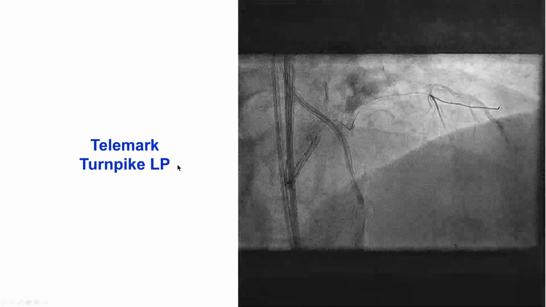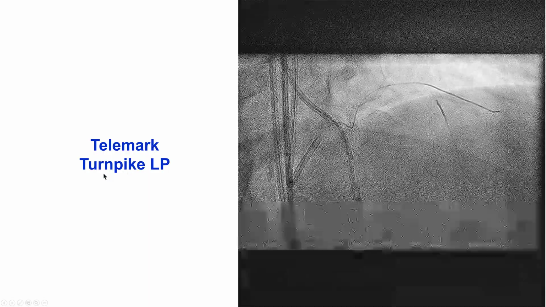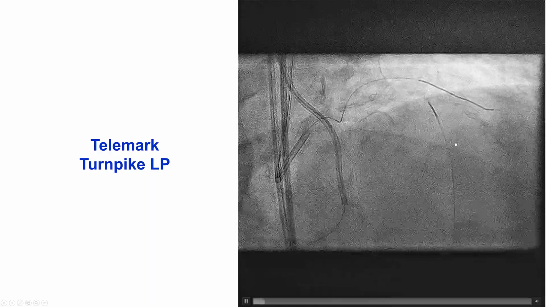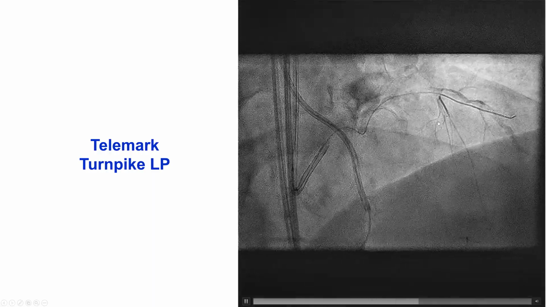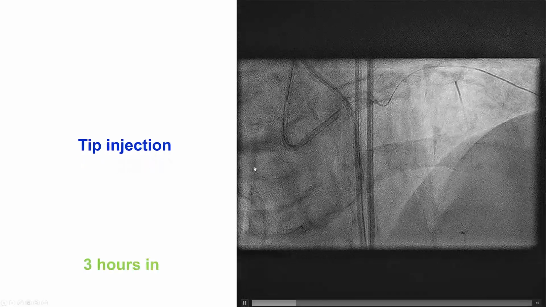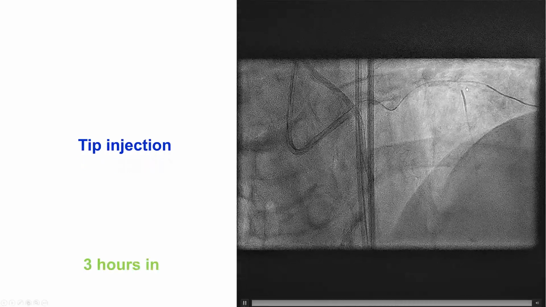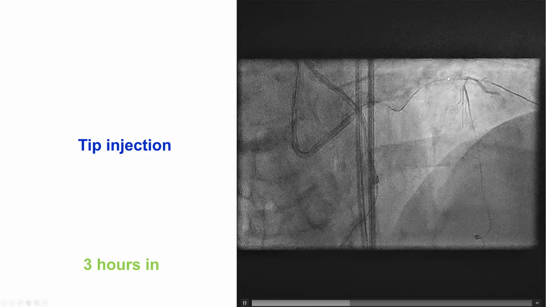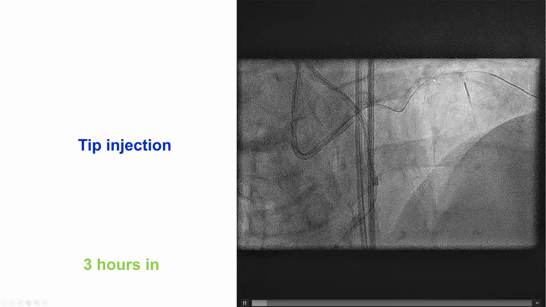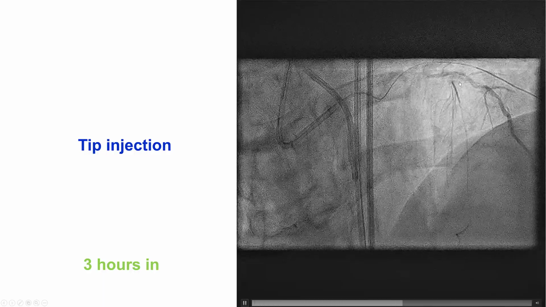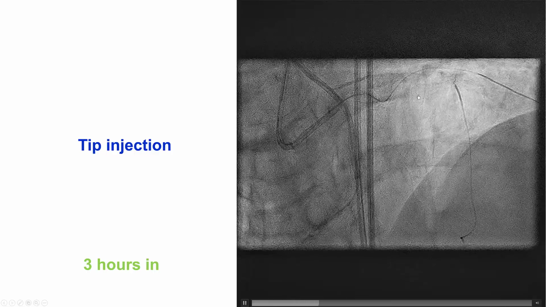We used a Telemark microcatheter that did not go, but eventually, after multiple attempts, we were able to advance a Turnpike LP microcatheter all the way to the LAD and performed a tip injection. We then did another tip injection that was very useful because it demonstrated that fortunately there was enough patent LAD proximal to the origin of this septal branch, which facilitated our retrograde crossing attempts.